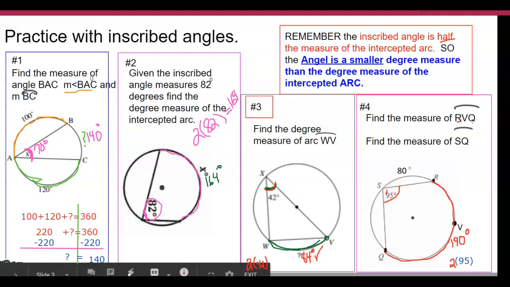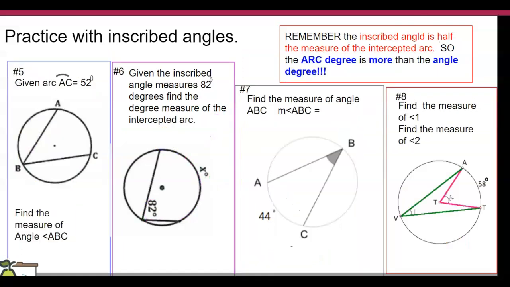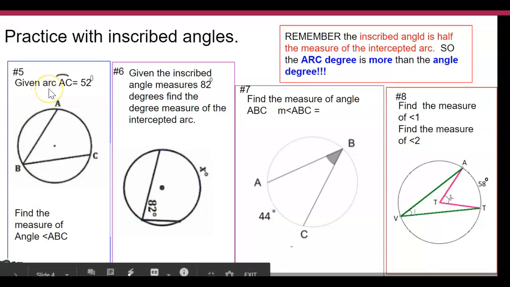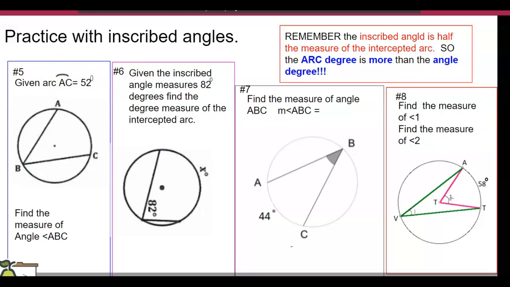Let me know if you have any questions, please. Okay, go ahead and try number 5. It says given arc, the measure of arc AC is 52 degrees. So from A to C, I would draw the circle on your paper, then trace arc AC, and then I would write it's 52 degrees out here because the arc is 52 degrees.